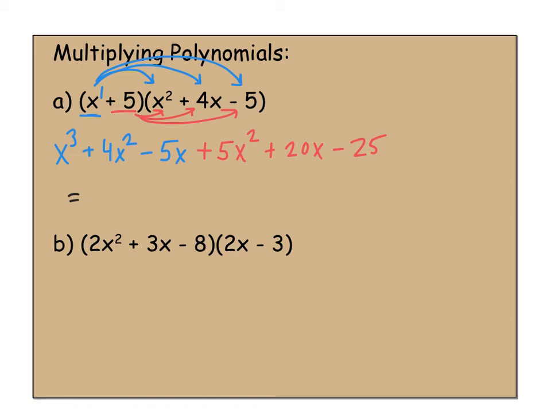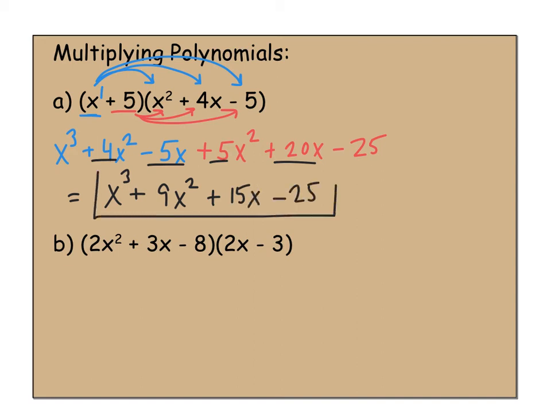For a final answer, we have x cubed. With the x squareds, there's 4 of them, and then 5 more, so plus 9x squared. The x terms, there's minus 5x, and then plus 20, so those would combine to become a plus 15x. And then the minus 25 constant term all by itself there. So here's our final answer. Okay, we are in standard form. Okay, the exponents are decreasing from left to right, and everything that needed to be combined has been combined.